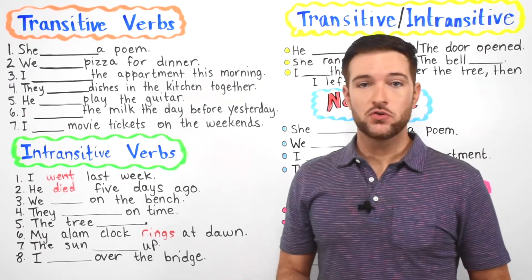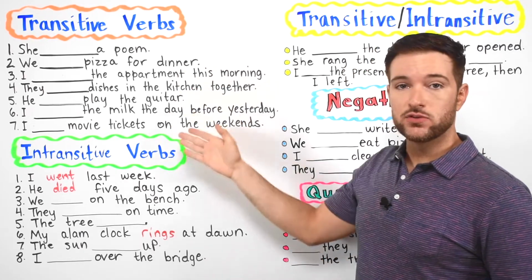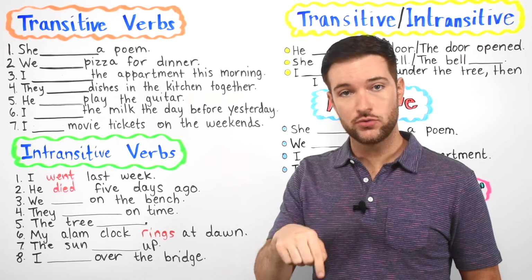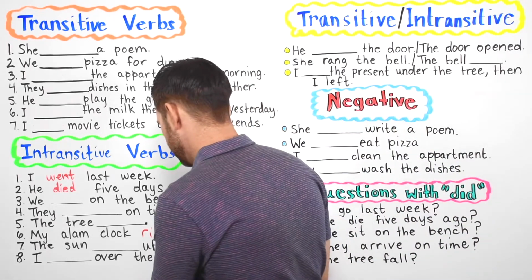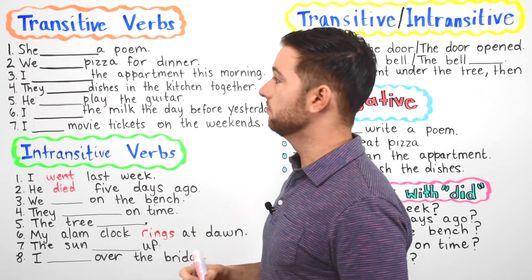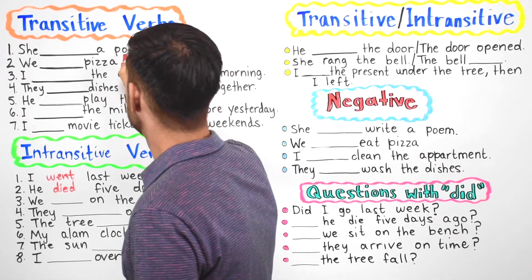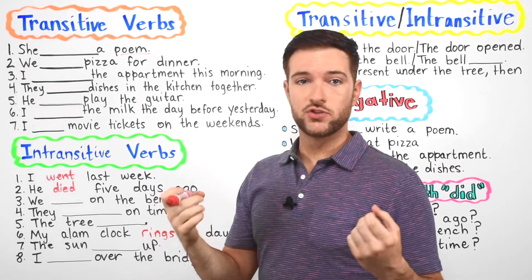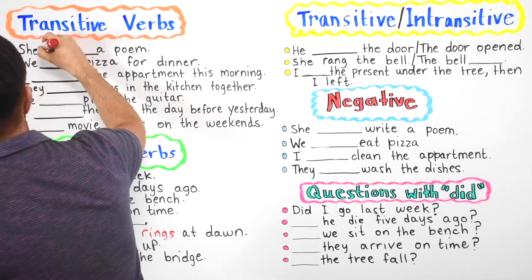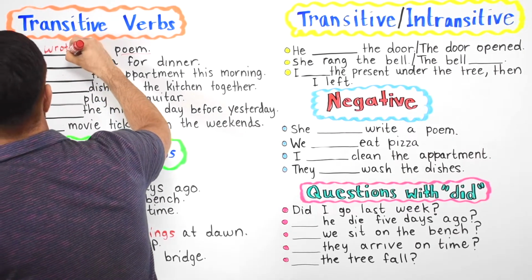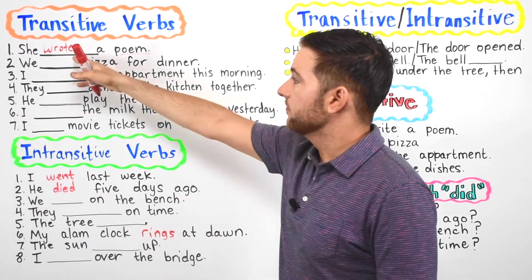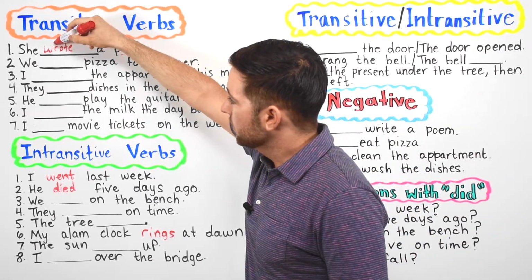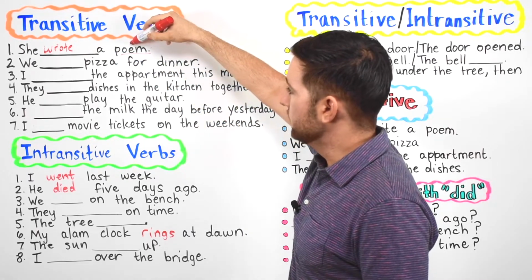Okay? So, first we have transitive verbs. In these examples here, you're going to see that each verb has an object. The object is having the action performed to it. For example, our first example says, she blank a poem. So, a poem is the object. What did she do? We could say she created a poem. She wrote a poem, coming from the verb to write, and poem is the object. The action coming from this verb is performed on the object, which is the poem.